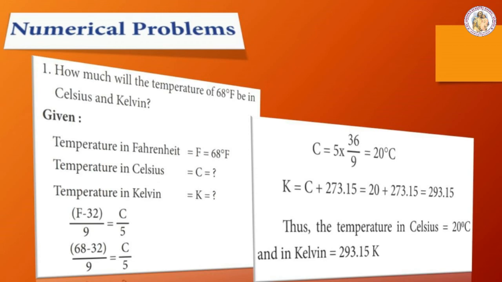Next, we need to find out the Kelvin value. What's the formula to find out the Kelvin? K is equal to C plus 273.15. So we have the value of Celsius here. So simply 20 plus 273.15, we will get 293.15. Thus, the temperature in Celsius is 20 degrees Celsius and in Kelvin it is 293.15 Kelvin.